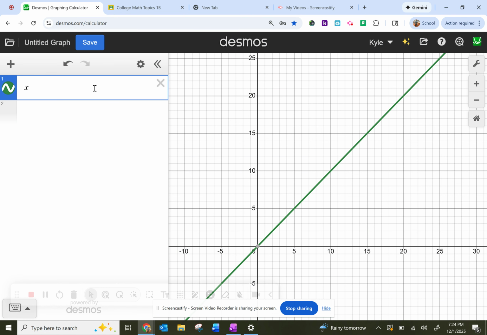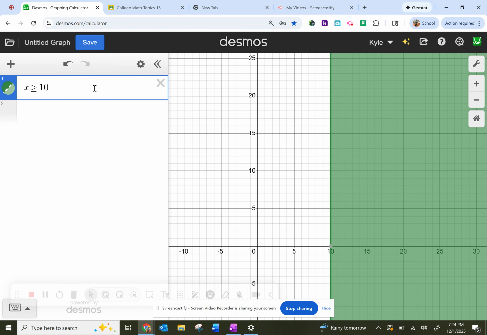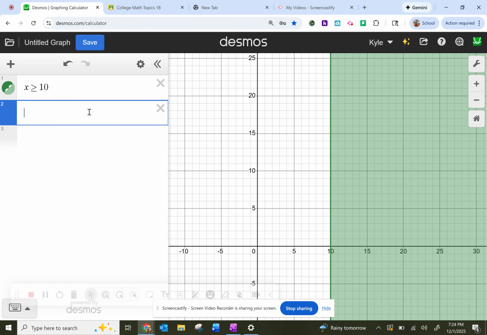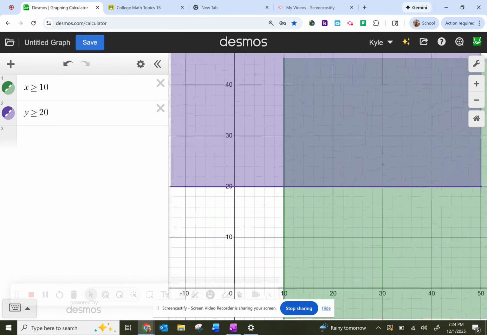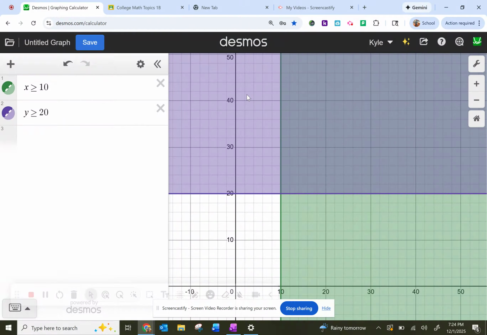So we said that the amount of surfboards has to be at least 10. So it's got to be in that green section. The amount of wakeboards has to be greater than or equal to 20. So it needs to be in this purple section. So anyone in this overlapping section is going to have at least 10 surfboards and at least 20 wakeboards.